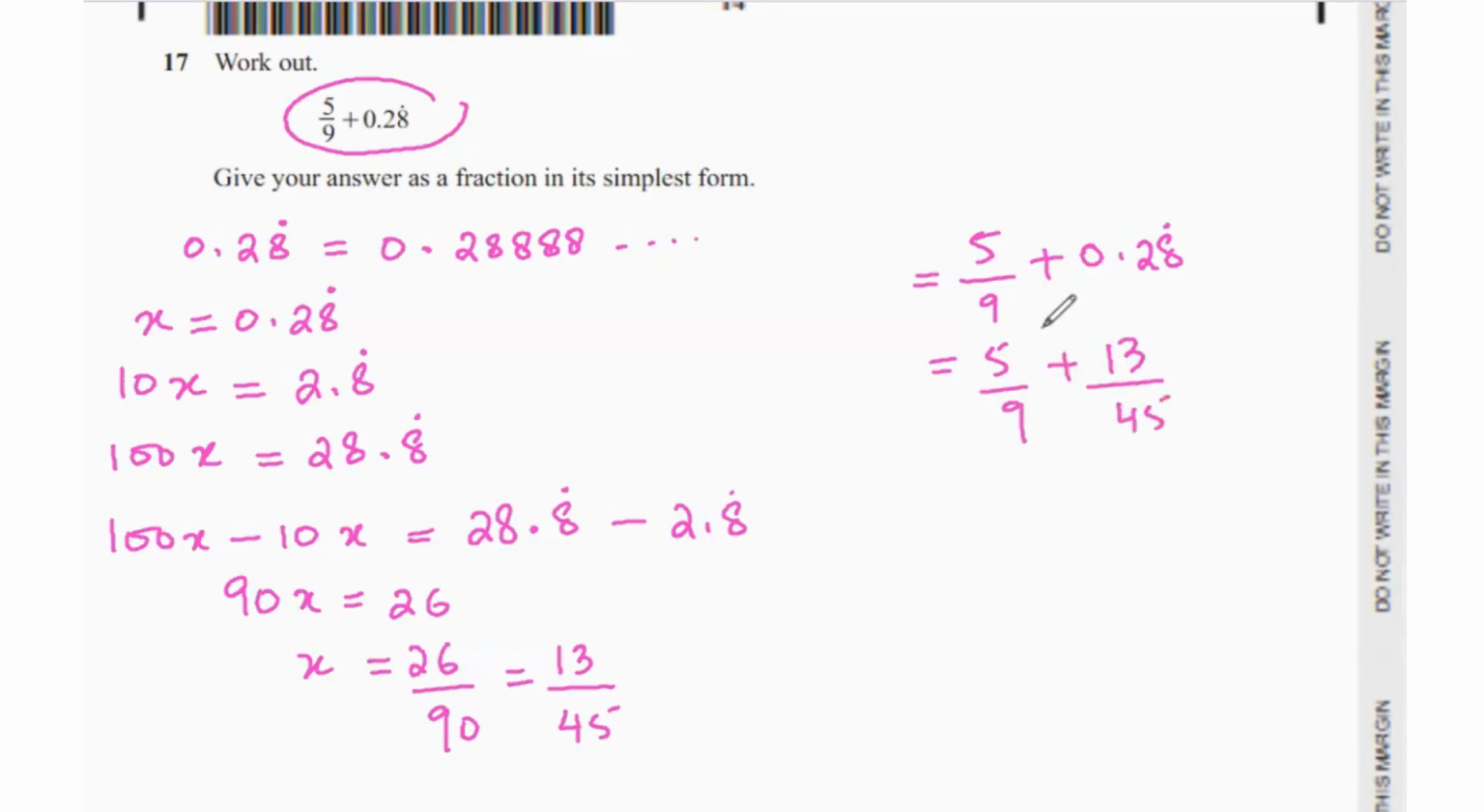Now, whenever we're adding fractions with unlike denominators, we first need to make the denominators equal. We can turn 9 into 45 by multiplying the first fraction by 5. That's going to be 25 over 45 plus 13 over 45. We can add the numerators now. 25 plus 13 is going to be 38 over 45. This is your answer as a fraction in its simplest form. We cannot further simplify this because 38 and 45 do not come in the same times table.